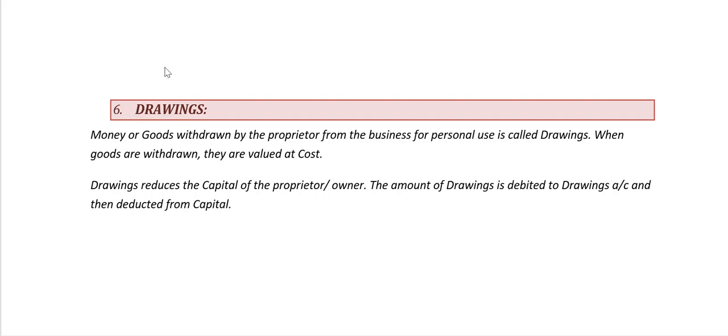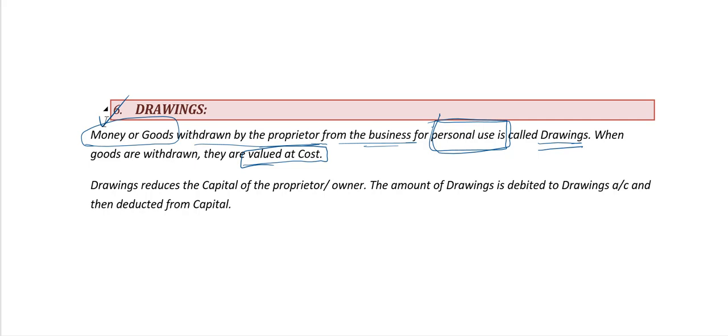Last term in this video, drawings. Money or goods which are withdrawn by the proprietor from the business. This is important: for personal use. Only if he takes it for personal use, it could be money or it could be any goods, or in fact it could be assets also. It is called drawings. And when goods are withdrawn, the transaction is recorded at cost price.